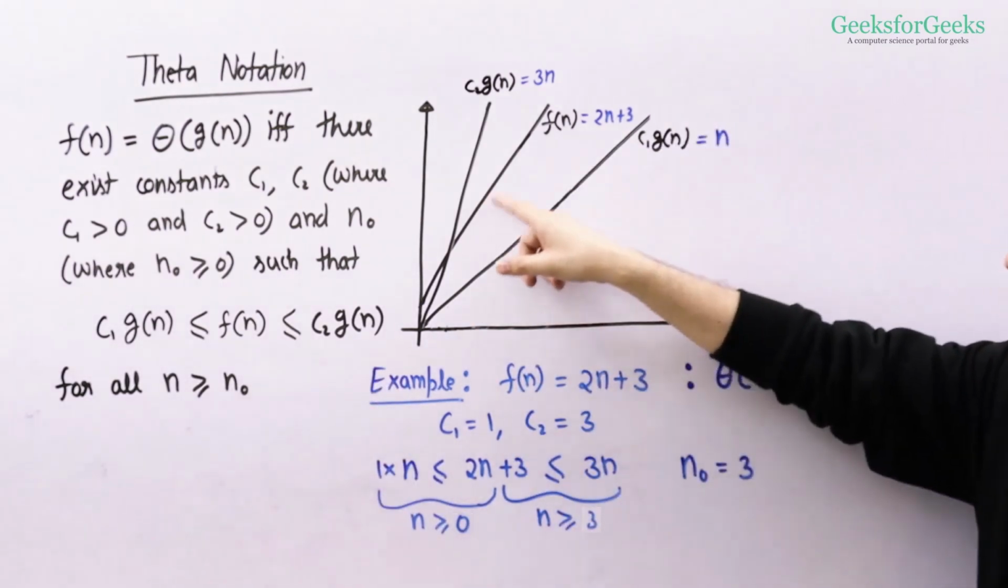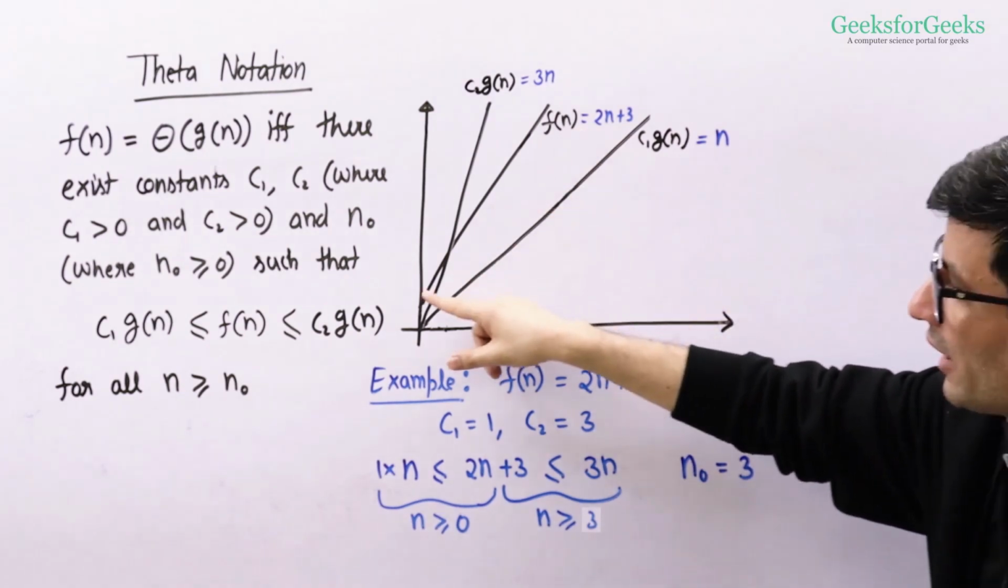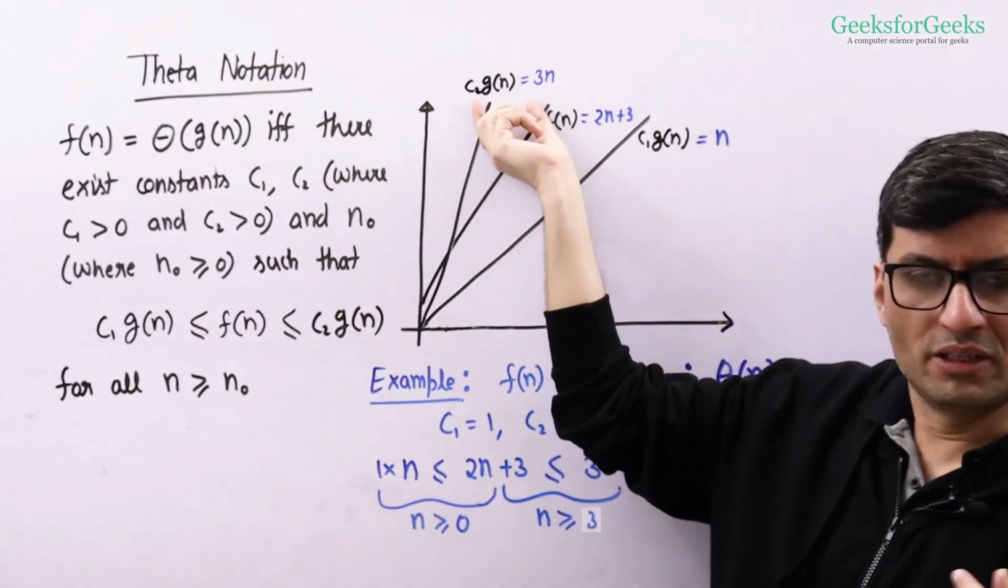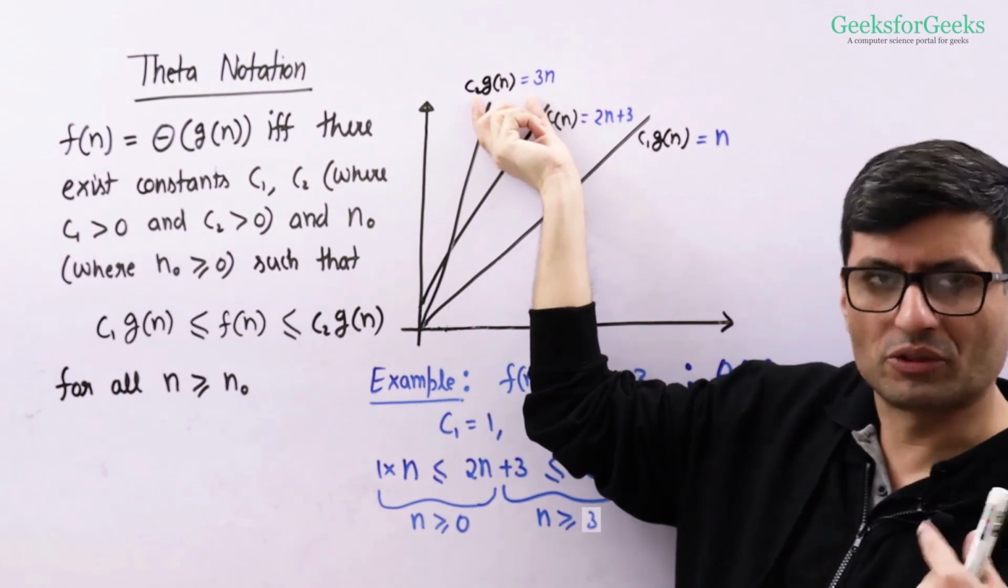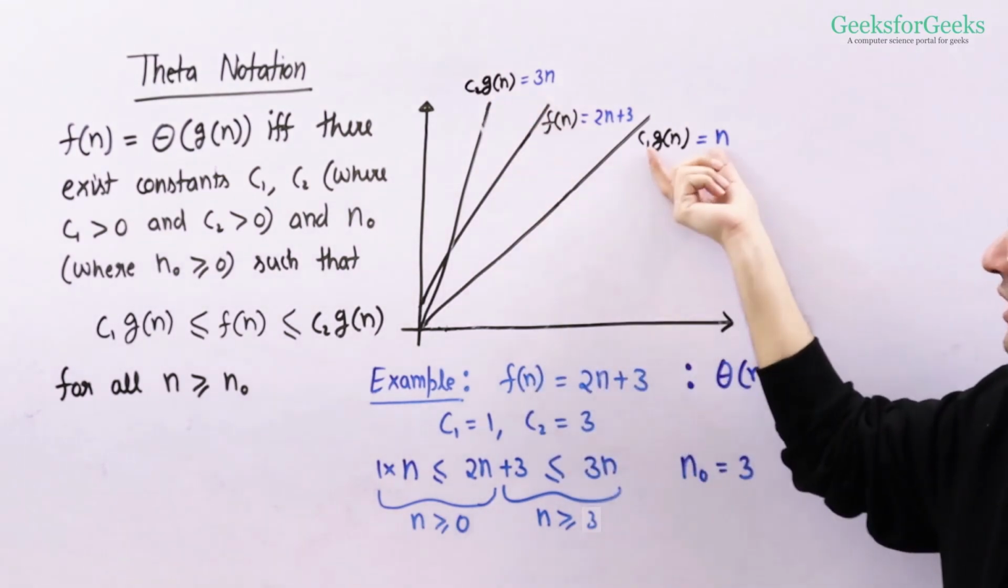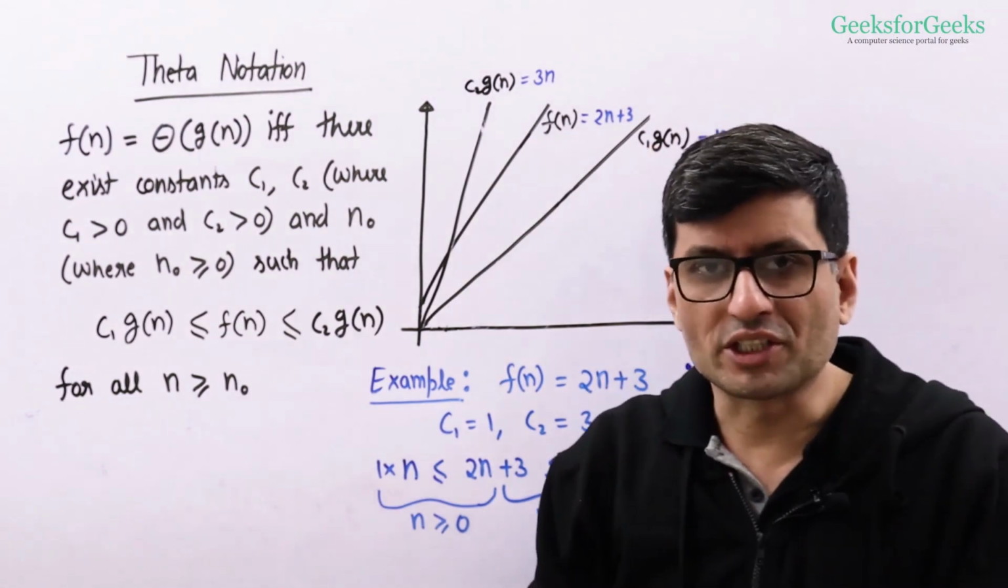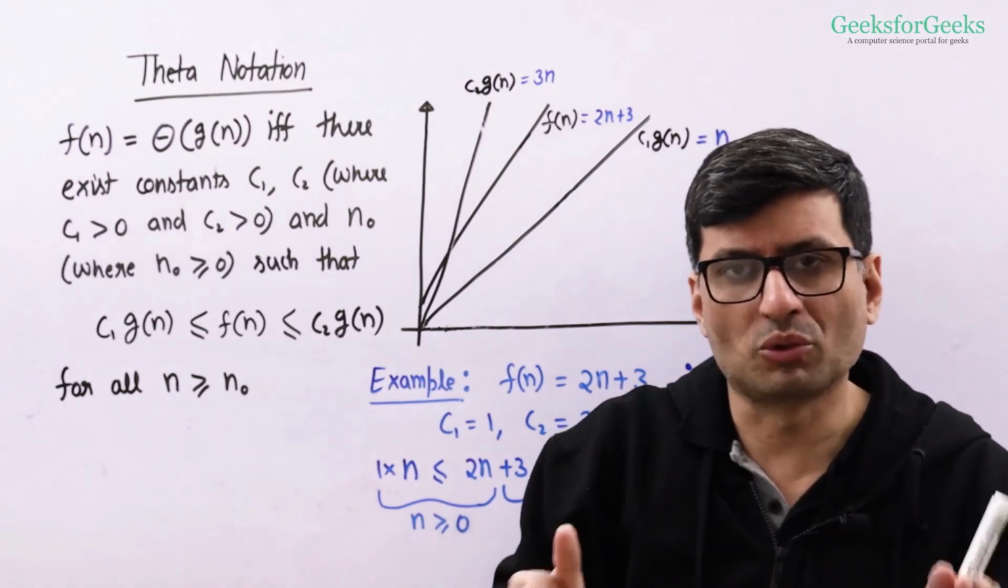For example, if you see this function 2n plus 3, this is the line that represents this function, right? We have seen this in big O notation. We found the constant as 3, and we have seen this in omega notation, we found the constant as 1. So in theta notation, we bound the function from both the sides.